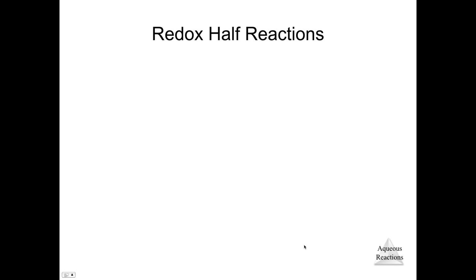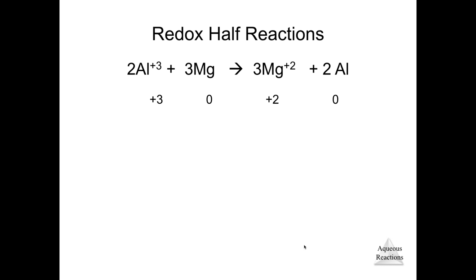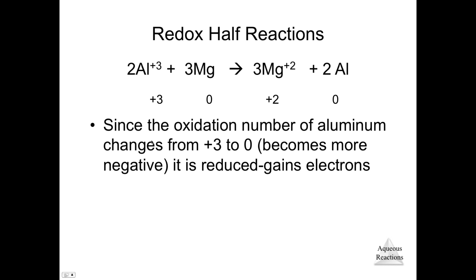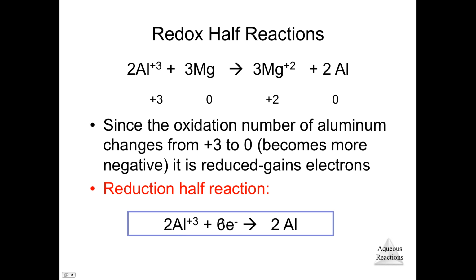So let's look at each half reaction. Again, here's the net ionic equation, and there are the oxidation states for each element in the net ionic equation. The oxidation number of aluminum changes from +3 to 0 from one side of the equation to the other, which means it is being reduced. It's gaining electrons. The only difference with a half reaction is we actually show the electrons in the half reaction. So 2 aluminum ions gain 6 electrons to become 2 aluminum atoms.